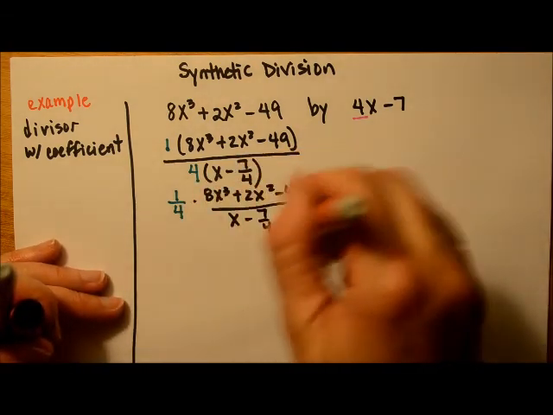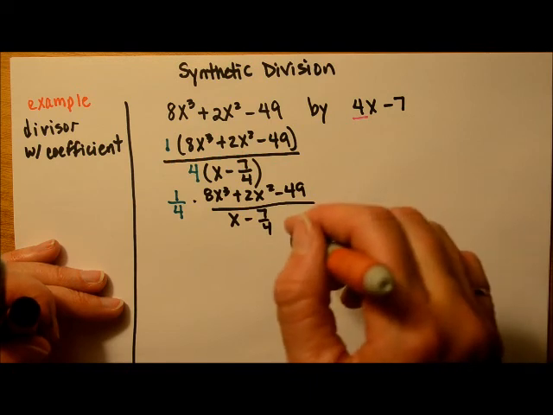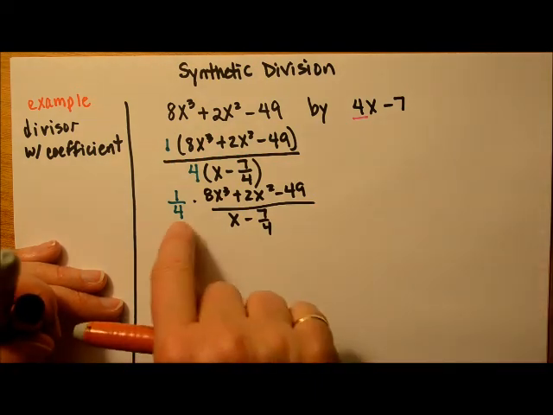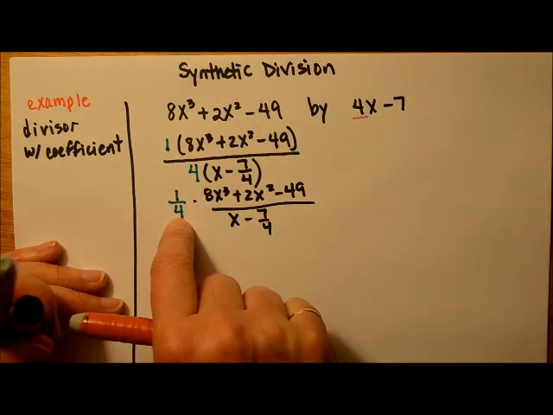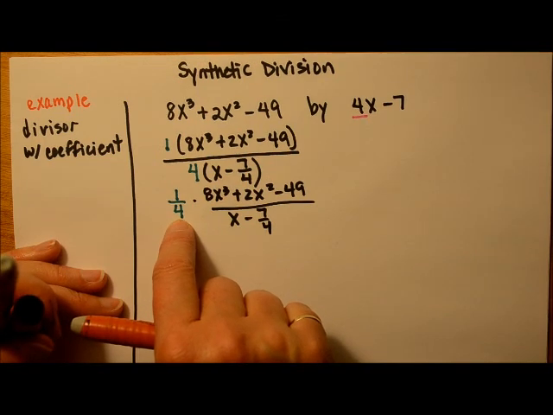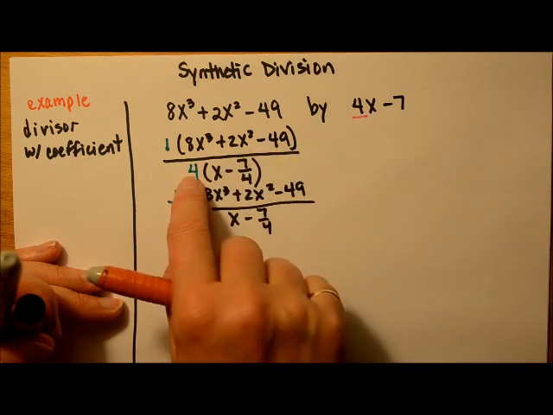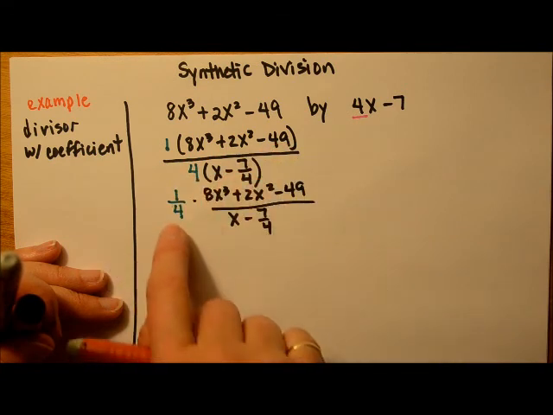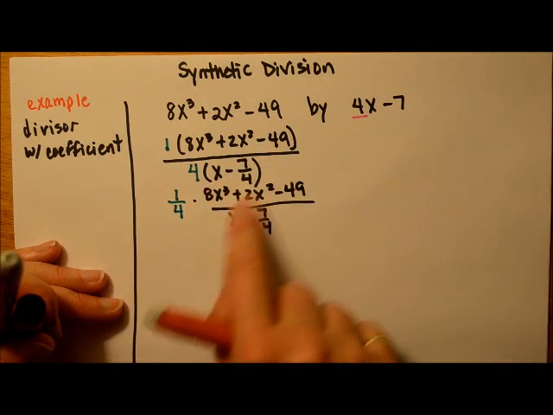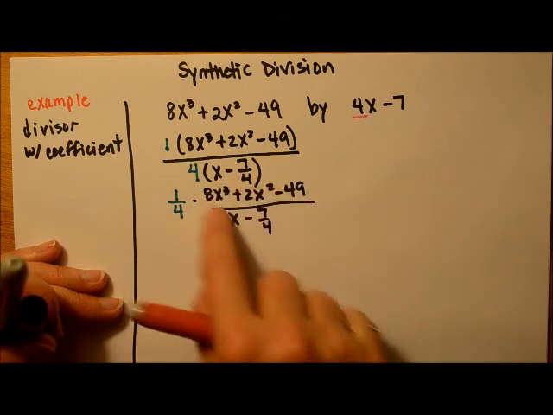This is the one that I'm going to use synthetic division on. In the end, I'm going to multiply by 1/4. Okay, so that's where my 1/4 came from. I'm rewriting this. This is 1 times all this stuff. This is 4 times all this stuff. It allows me to say 1/4 times all this stuff. I can do synthetic division on this.